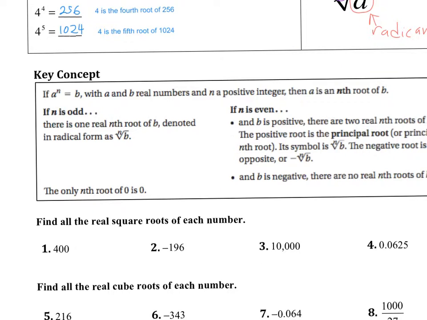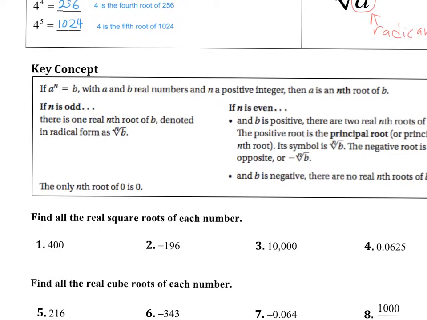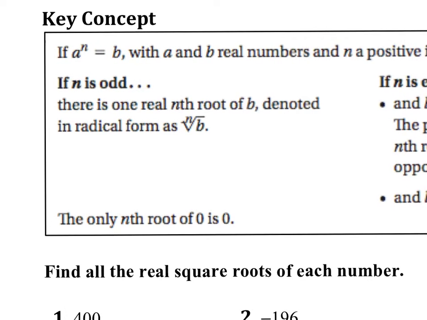So there's a couple things to consider. If we have the expression a to the n equals b, and a and b are both real numbers, and n is a positive integer, so we're not dealing with negative exponents, then a is the nth root of b. So that's what we call it. A is the nth root of b. However, there are some caveats to recall.